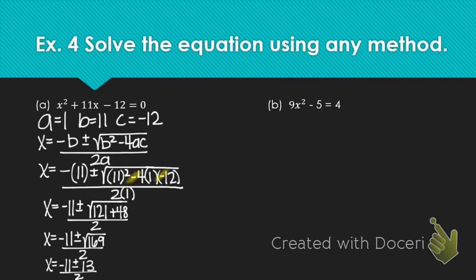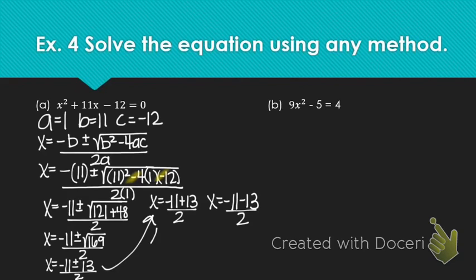2. All right, you guys keep working down. I'm going to come up here to the side because I ran out of room. But what is the first equation that we're going to solve? X equals negative 11 plus 13 divided by 2. And x equals negative 11 minus 13 divided by 2. What is negative 11 plus 13? 2, and 2 divided by 2 equals 1.